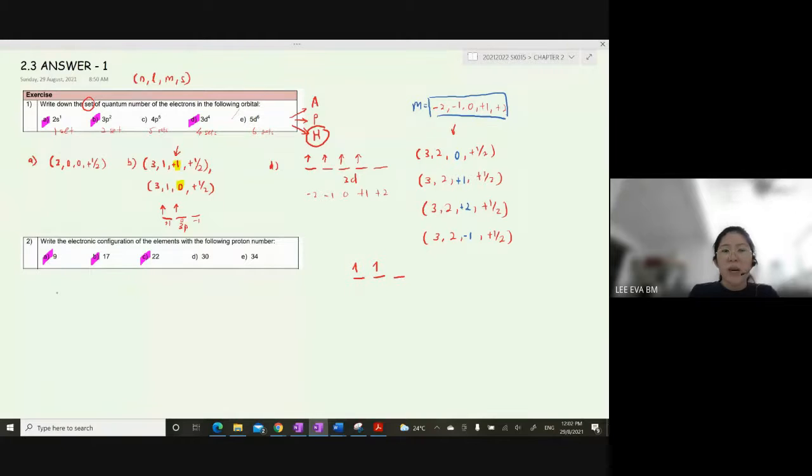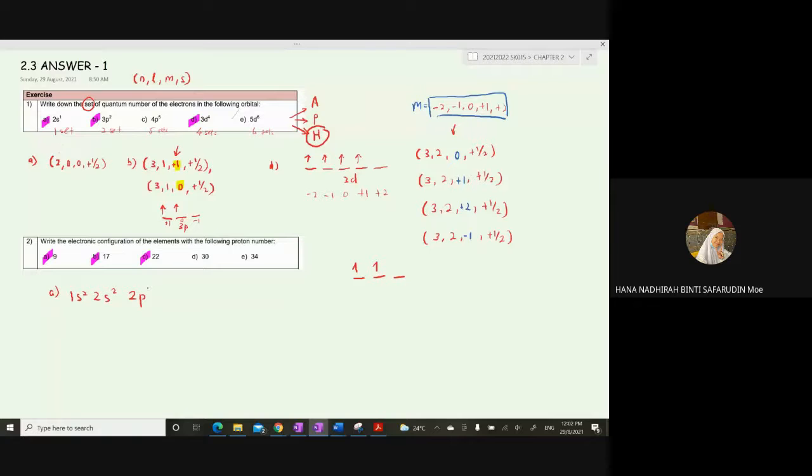Okay, write the electronic configurations for the element for the following proton number. Now, let's say over here we have proton number 9. I think this one everyone is expert already, right? Can you do this together with me? 1s2, 2s2, and 2p5. 2p5. Well done.